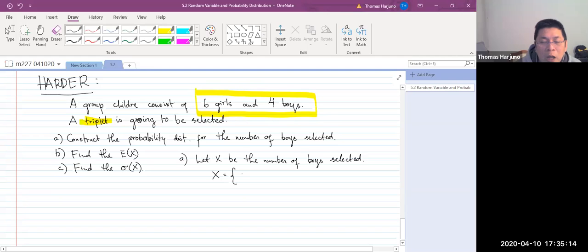Is it possible that of those 3 children, none of them is a boy? Yes, that's possible if all 3 are girls, right? Okay. Is it possible to have 1 boy? Yes, that's possible. Is it possible to have 2 boys? Yeah, 2 boys and 1 girl, right? Okay. Is it possible to have 3 boys? Yes, that's possible. Is it possible to have 4 boys? No, we cannot have 4 boys.